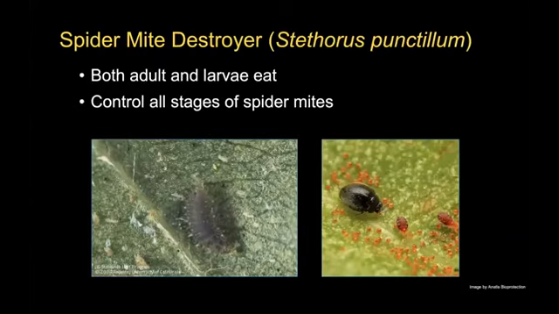Second, we have a spider mite destroyer beetle. Just like the lady beetle that I showed you in the last slide, both adult and larvae of this beetle provide control to spider mite species. Their range of eating spider mites is pretty broad. They control many species of spider mites, and they are also commercially available.